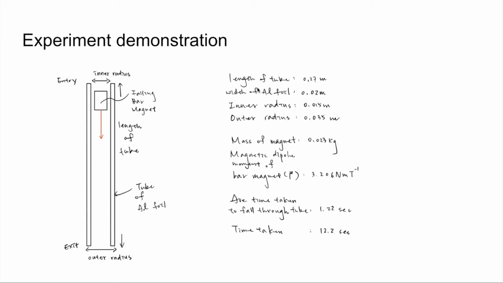As default data, the length of the tube is going to be 0.27 meters, and the width of the aluminum foil is going to be 0.02 meters. And the inner radius is going to be 0.015 meters. As to the outer radius, it's just going to be the inner radius and the width of the aluminum foil added together. The mass of the magnet is 0.023 kilograms, and we're going to use the magnet's B bar as mu. We got the data from Lab 3, and the average time to fall through a tube is 12 seconds.